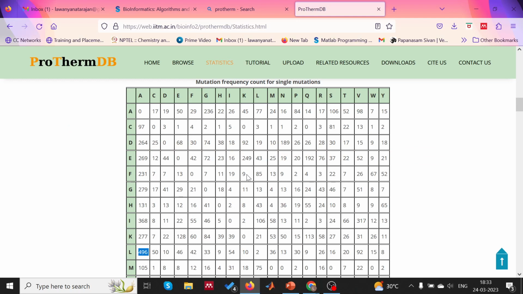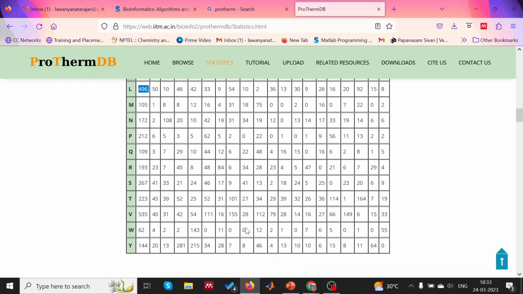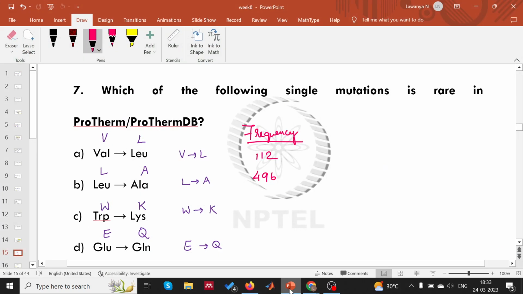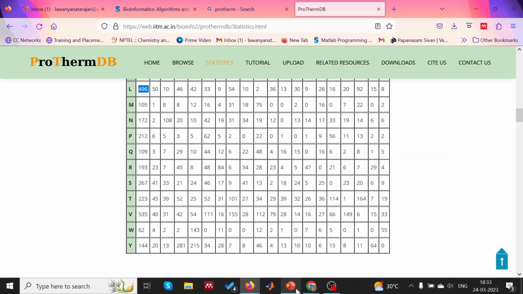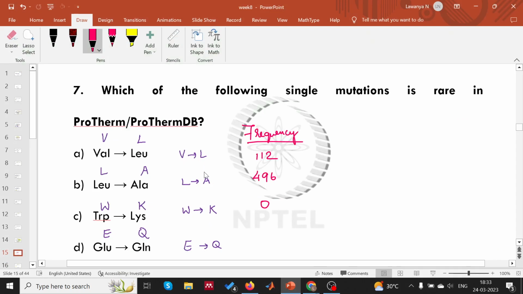Where is K? K is here. Scrolling down till W, which is 0. Okay. And E to Q. Where's Q? Q is here and E is right here. E to Q is 192. So which is the most popular mutation amongst these four?